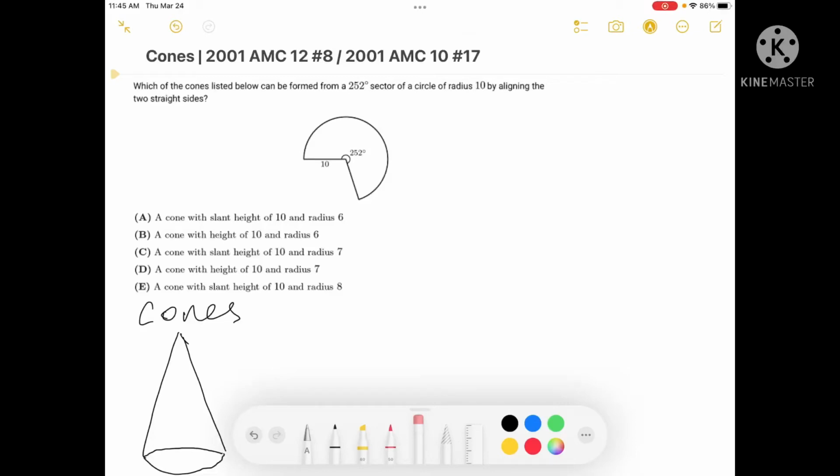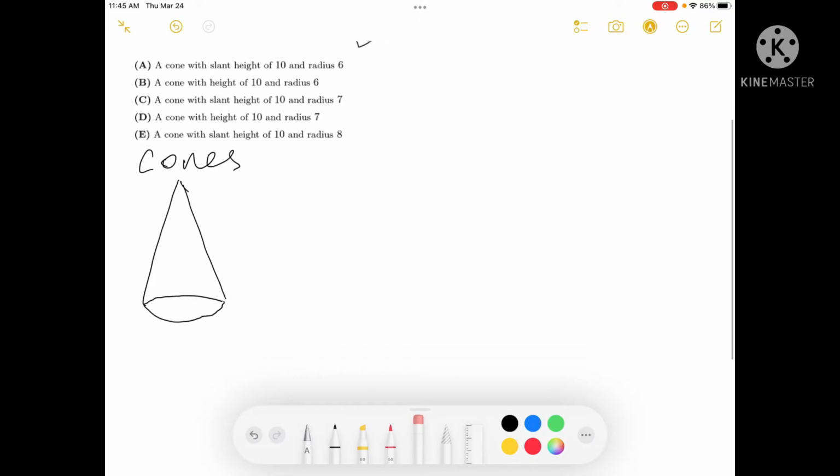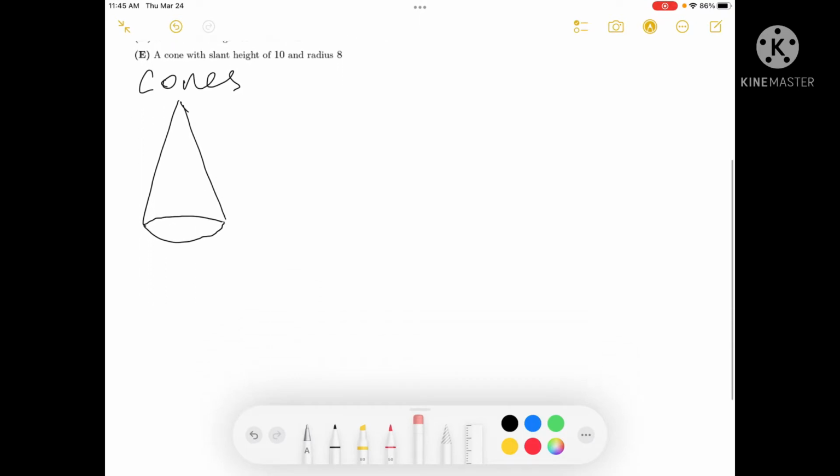Hello, today let's talk about cones and use an example from the 2001 AMC 12 question 8 or the AMC 10 question 17 to help learn about cones. Before we dive into the question, let's just talk about cones.